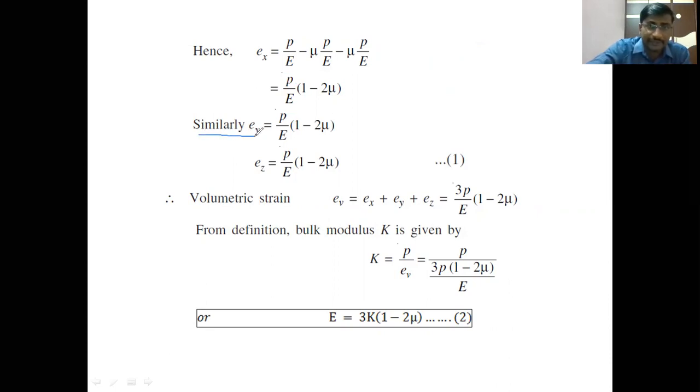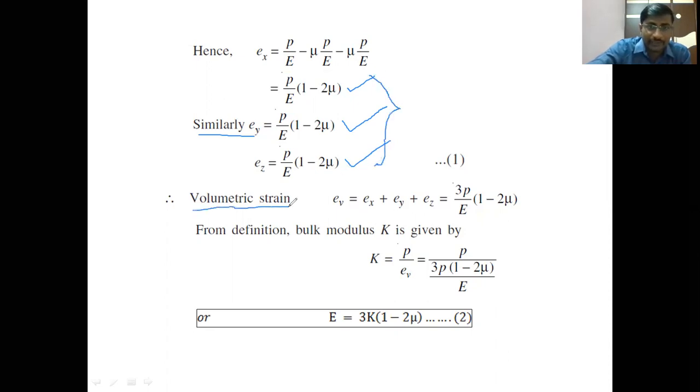Similarly, in y direction, if we take the equation and write it, P by E into 1 minus 2 mu. The same equation applies in z direction too, because three mutually perpendicular equal stresses are applied on the cube. Therefore, strain in x direction, strain in y direction, strain in z direction are also the same, P by E into 1 minus 2 mu. These are the strains in three mutually perpendicular directions.